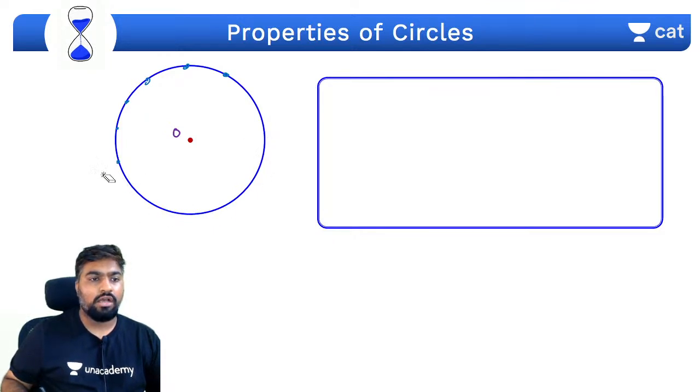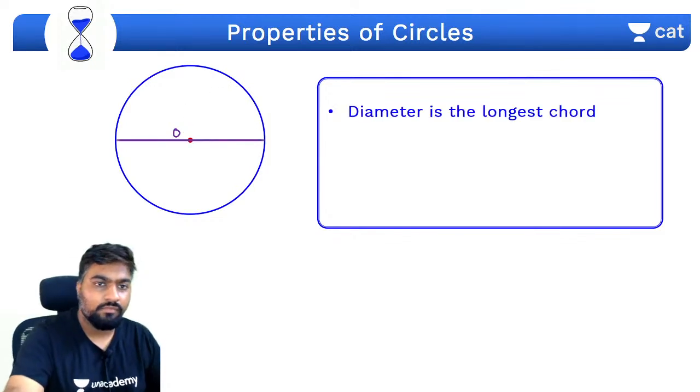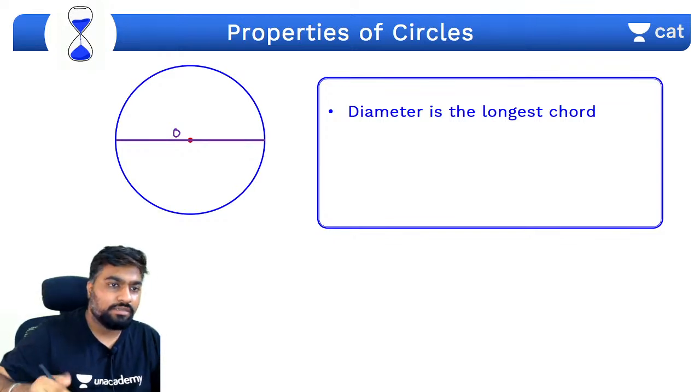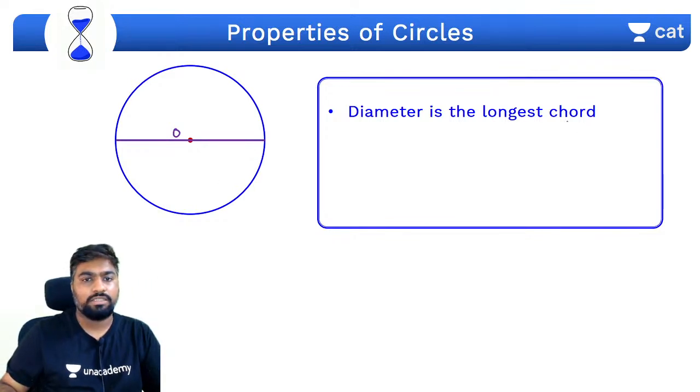If you draw a line from a point on the circle to the center, the length of this line, this line, all of these will be equal. That's how a circle is formed. If you combine 2 of these, they form a diameter, right? Diameter is called the longest chord.